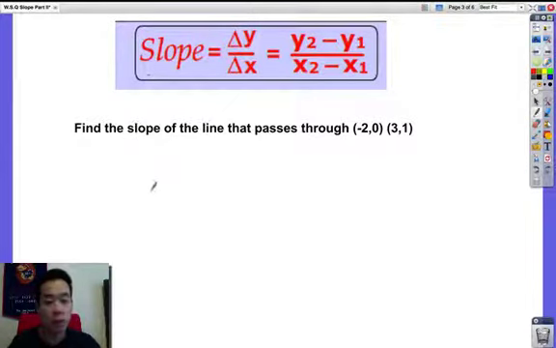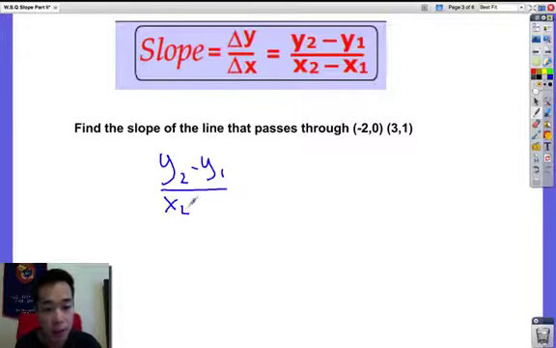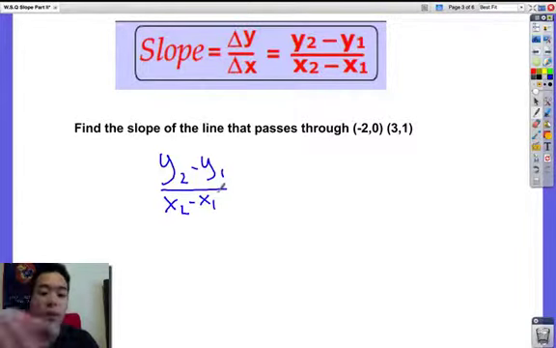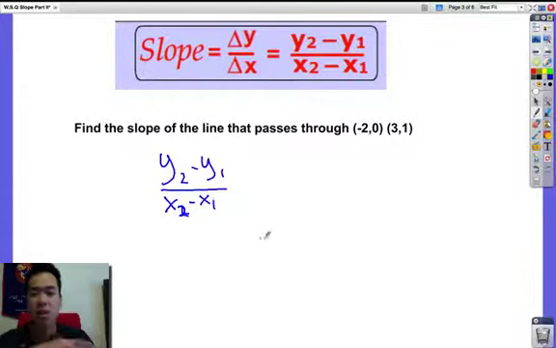The slope formula on the screen, make sure you write this down, is y2 minus y1 over x2 minus x1. Now this whole subscript of 2 and 1, it doesn't really matter which one you put first, you just have to match them up. Notice how y2, x2, y1, x1 are on top of each other. If you reverse it, then your slope will be different.